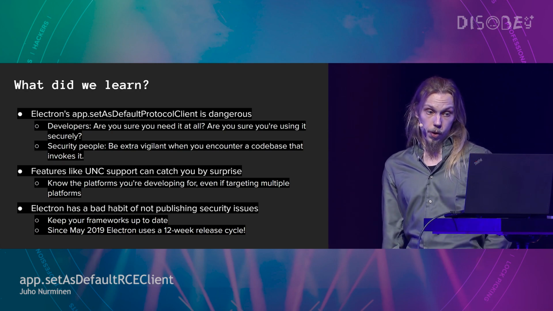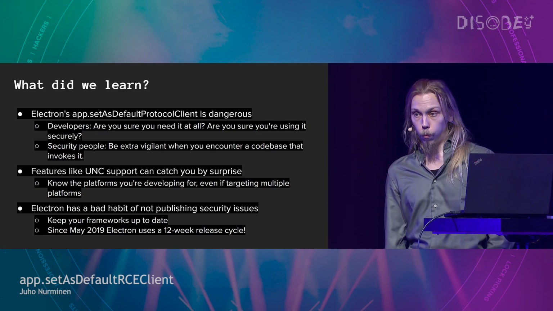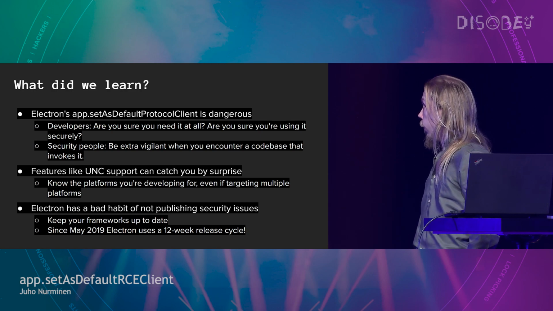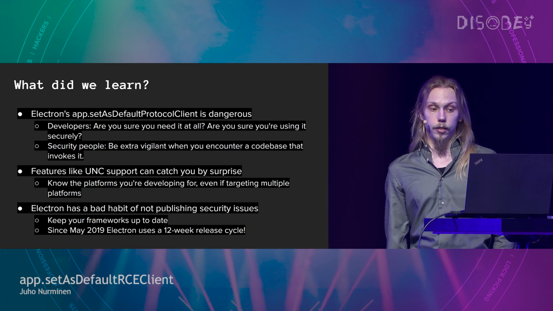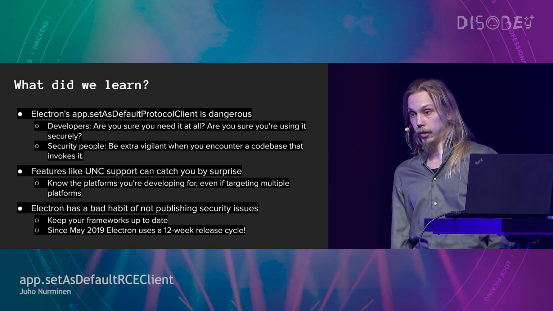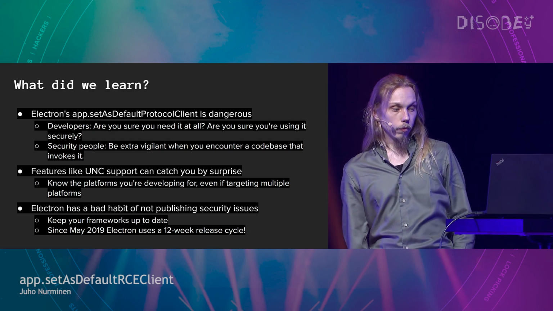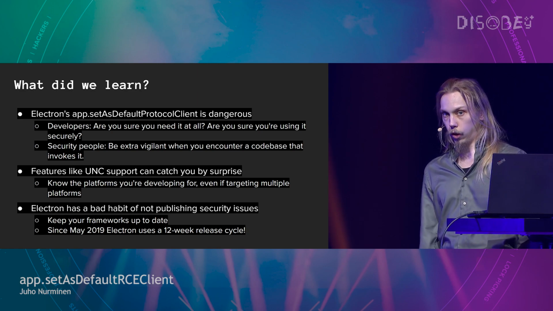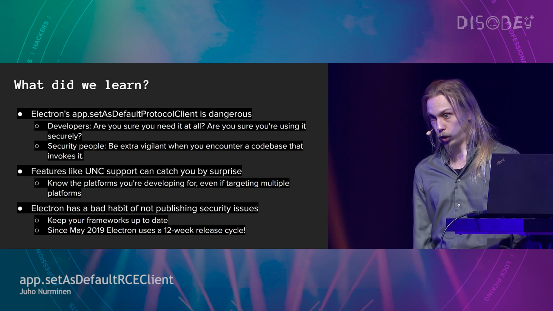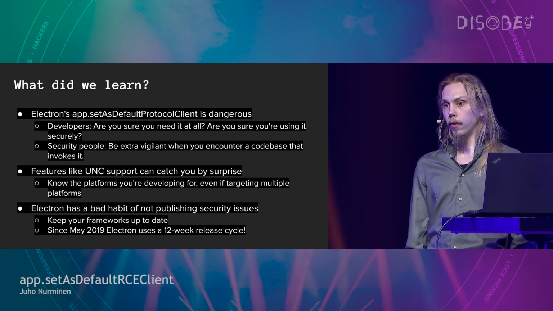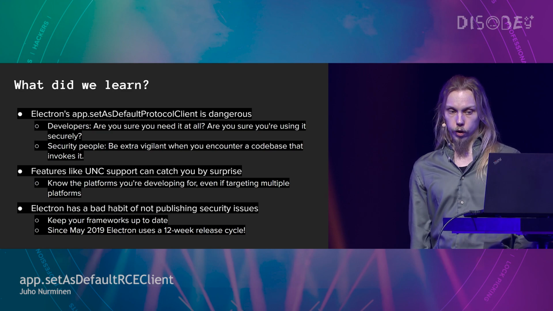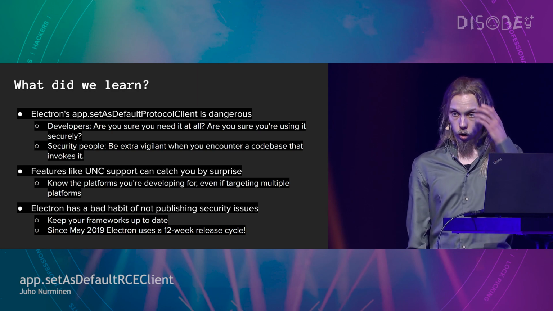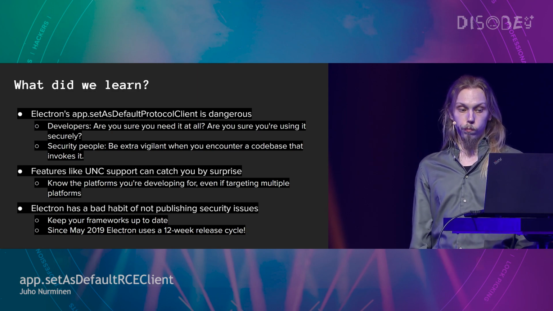For the developers and security people who are probably here in the audience, there's a couple of interesting takeaways from this. First of all, keep in mind that the app.setAsDefaultProtocolClient API is a dangerous one. And scheme handlers in general are dangerous. If you find yourself using those, think twice. Do you really need them? And if you do need them, are you using them correctly? Are you sanitizing command line parameters? Or somehow preventing them from being injected?